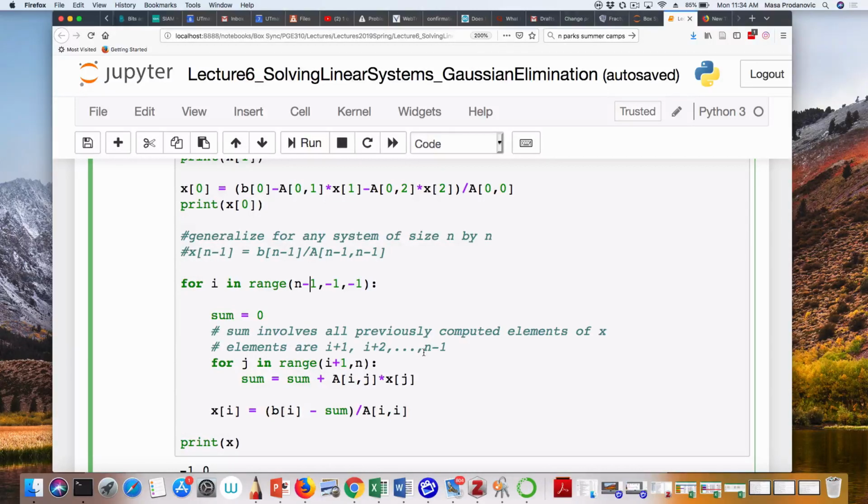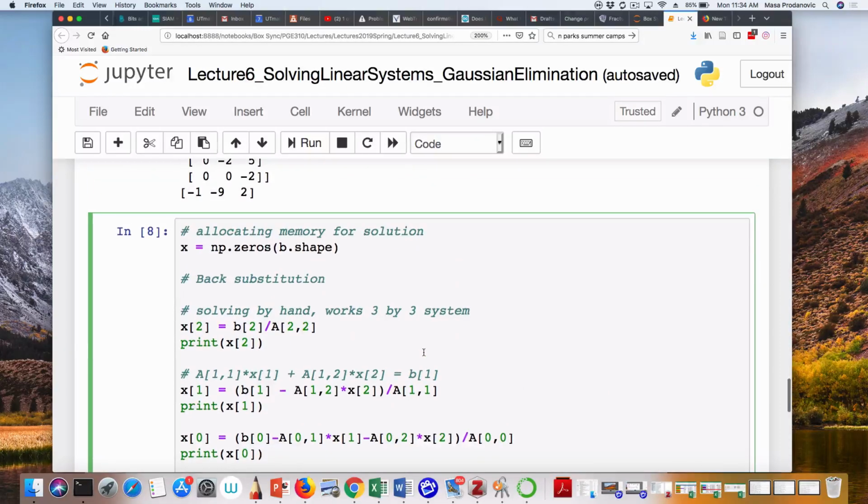Yes? I have a question. When you allocated memory by using a matrix of zeros, is that more popular than using just appending a matrix? Or like appending a vector over and over?